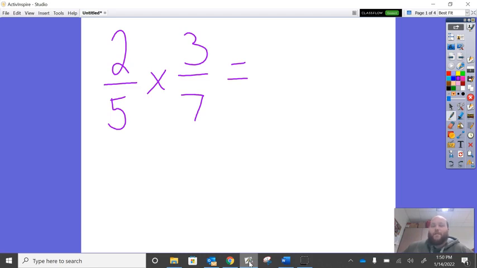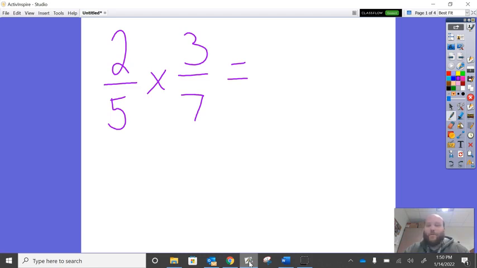Now, multiplying with fractions is way easier, in my opinion, than adding and subtracting because of two things. Number one, I love multiplying, so it's super easy to me. But number two, you don't have to have a common denominator. That is a common misconception that a lot of my students have when we start switching to this, that they think they have to have a common denominator. And when you have multiplication with fractions, you do not have to do that.